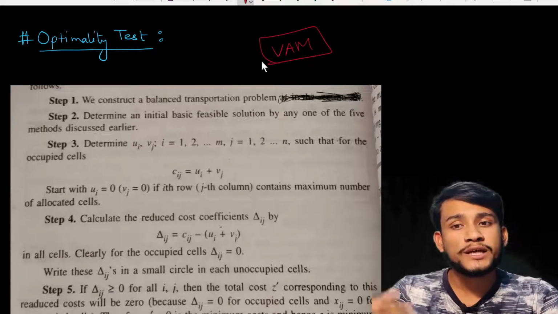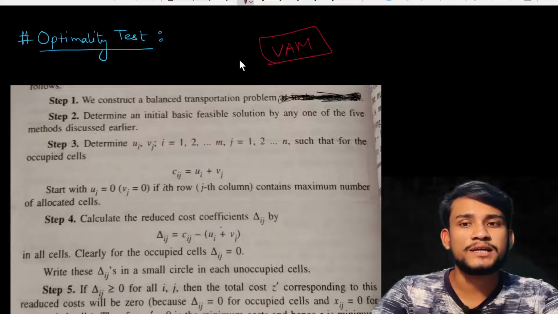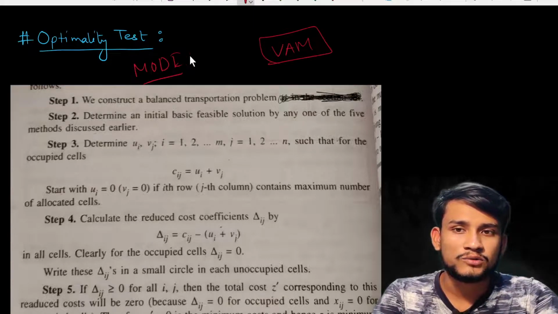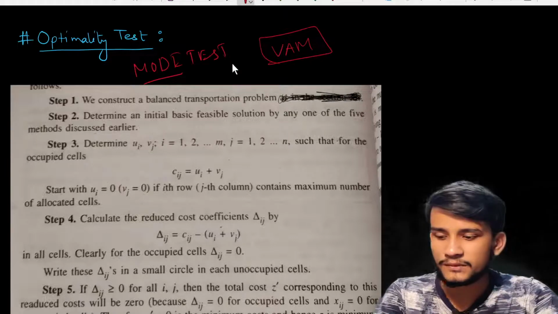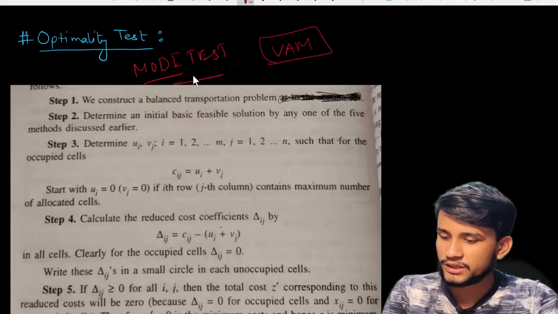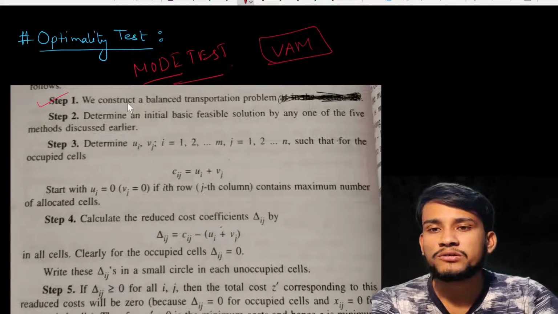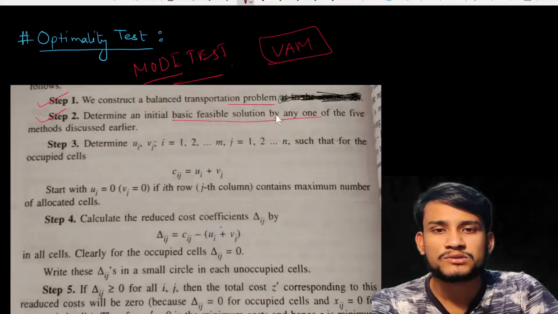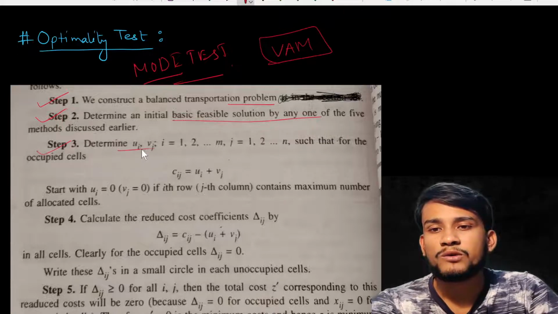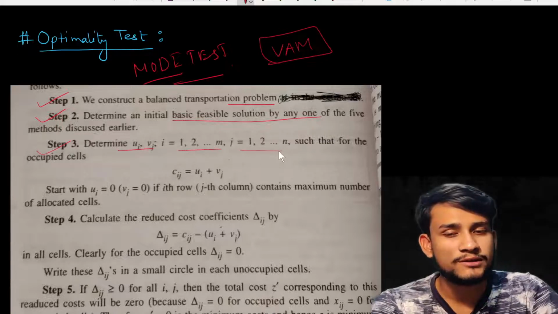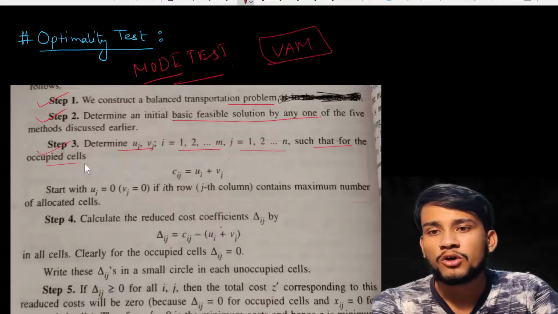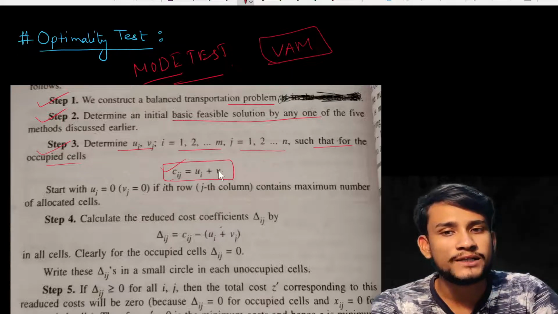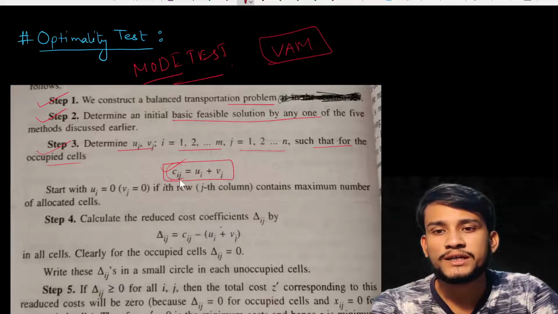ठीक है, तो ये कैसे करेंगे हम लोग, इसका जो स्टेप्स है, ये जो ऑप्टिमल टेस्ट है इसको मोदी टेस्ट भी बोलते हैं. ठीक है, MODI मोदी टेस्ट. ठीक है, तो देखो स्टेप 1 क्या करना होगा, कंस्ट्रक्ट द बैलेंस्ड ट्रांसपोर्टेशन प्रॉब्लम, देन डिटरमिन द इनिशियल बेसिक फेजिबल सॉल्यूशन. One by one, determine ui, vj, i equal to 1 to m, j equal to 1 to n such that for the occupied cells this holds. तो इस रिलेशंस को यूज करके ui एंड vj का वैल्यू कैलकुलेट करना है, क्योंकि ये cij गिवन होगा.